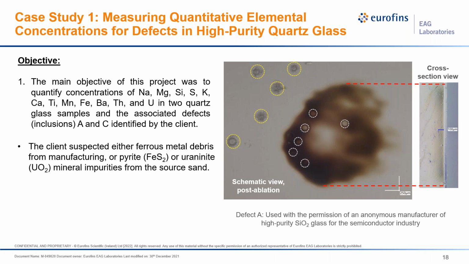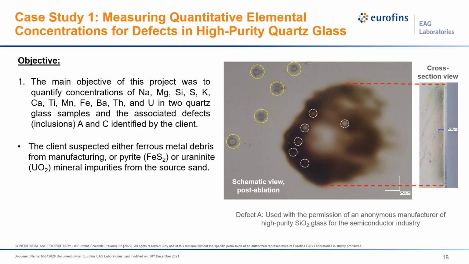They suspected that the inclusions were metal debris from the manufacturing process, but they also needed to rule out mineral impurities in the source quartz sand used to make the glass, such as the minerals pyrite, which is iron and sulfur, or uraninite, which is essentially uranium ore.